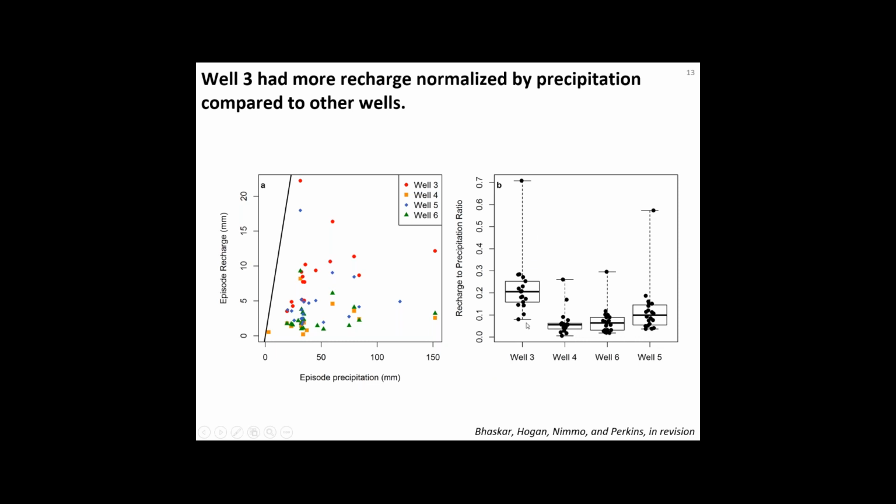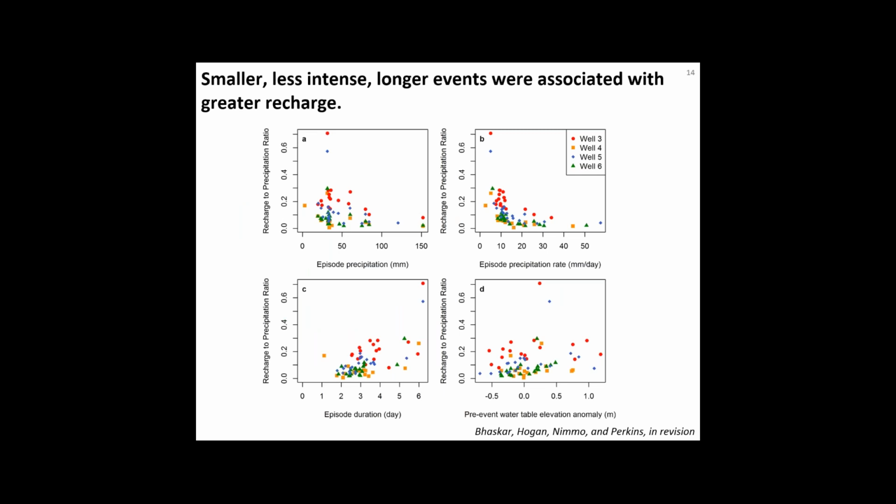And so one of the things we're seeing here is that there's a spread in different storm episodes or different recharge episodes, a spread in how much recharge is taking place out of the total amount of precipitation, and also that this well 3 in particular has a higher recharge to precipitation ratio compared to the other wells. So this next slide shows some of the characteristics exploring that spread in the box plot.